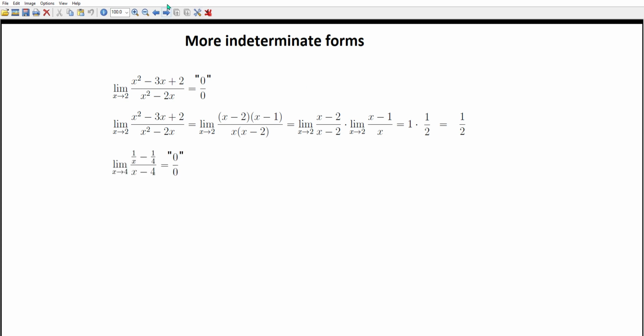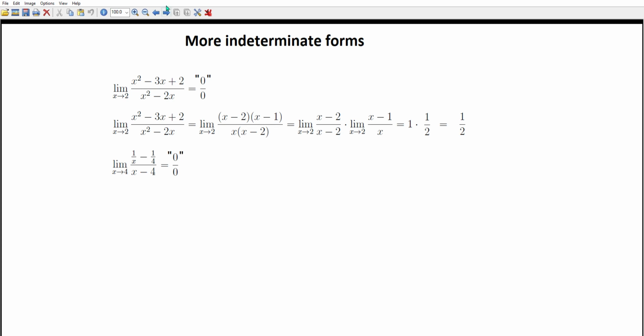Here's another indeterminate form. The limit as x goes to 4 of 1 over x minus 1/4, over x minus 4. You plug in x equals 4. You get 1/4 minus 1/4, or 0 in the top, 4 minus 4, or 0 in the bottom. This is again this 0 over 0 indeterminate form.